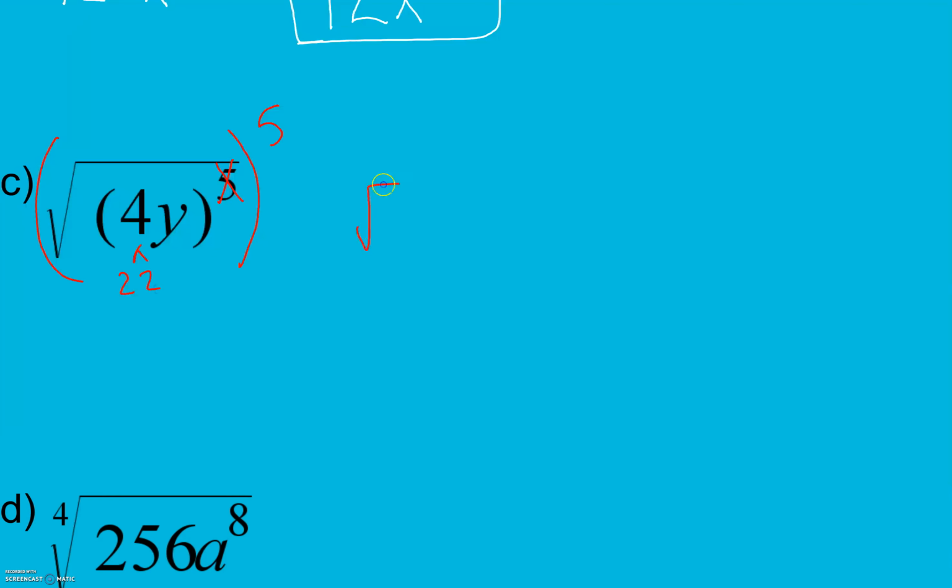So here what we have is the square root. 4 is just 2 times 2 times y. And then again, we still need our exponent there. So the whole thing is raised to the 5th power. When there's not an index here, guys, it's a 2. Okay, we know it's a square root when we don't see one, which means 2.